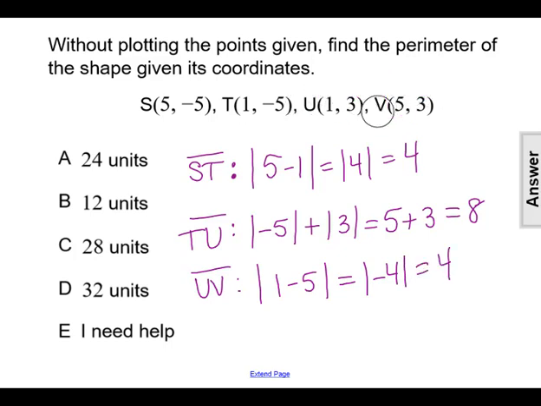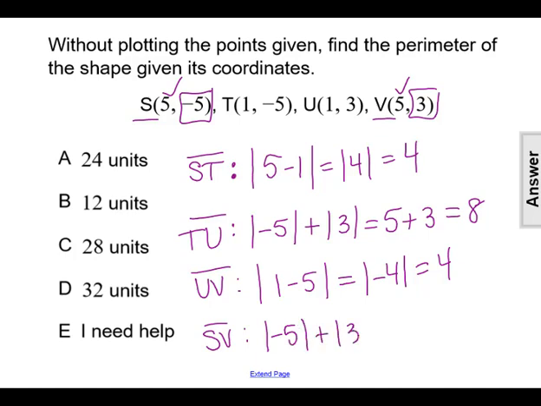Finally, we have to close the shape off and find the distance between points S and V. That will give us segment SV. So we have the same x value of 5 in those 2 points, and then the opposite signs for the y value. We have -5 and 3. So since they're the opposite signs, we're going to add their absolute values. We're going to do the absolute value of -5 plus the absolute value of 3, which is 5 plus 3, which is 8. So that gives us the side length of SV.